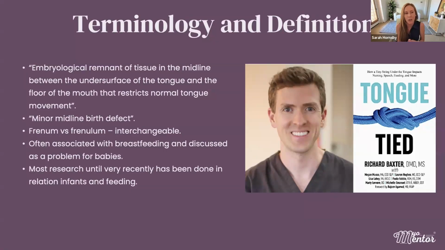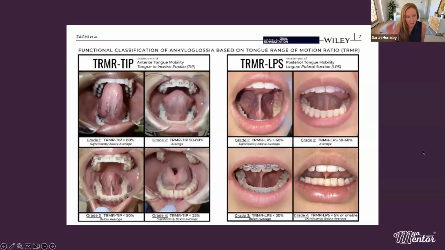But we're learning more and more, and we've got so much research now that's saying this is not only a problem for babies, this is also a problem for children and adults. And if you're tongue-tied, you are more likely to develop sleep apnea. So good to know. Here is that modern grading scale that I'm talking about.